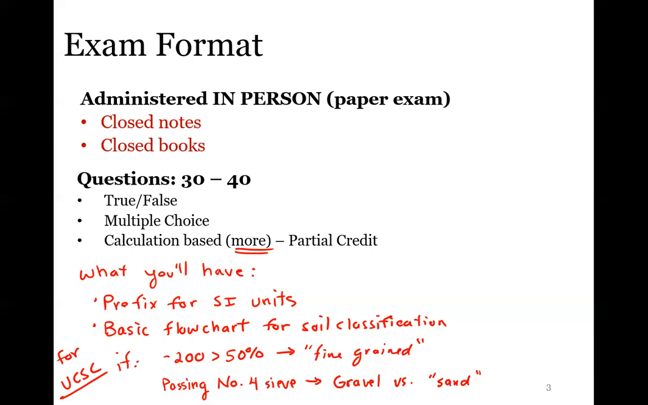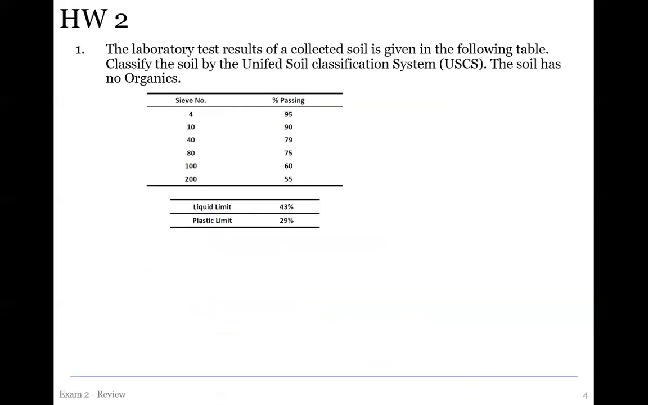Okay. All right, let's go through some of the homework problems. A lot of these move a little bit quicker because hopefully you've had some time to review those and ask me questions already. But we have something like this. You have the sieve number and the percent passing. That is what makes up our grain size distribution curve. But we have to remember that the number corresponds with an actual millimeter size.